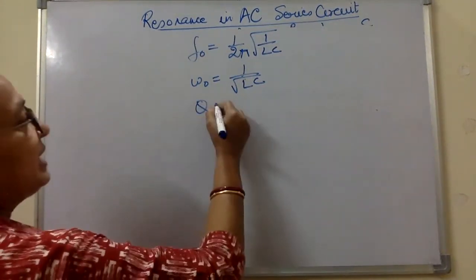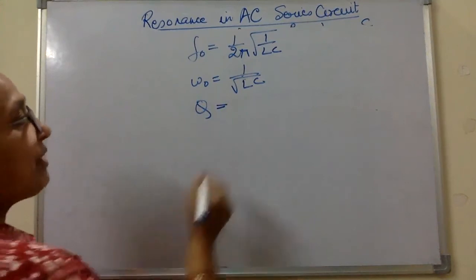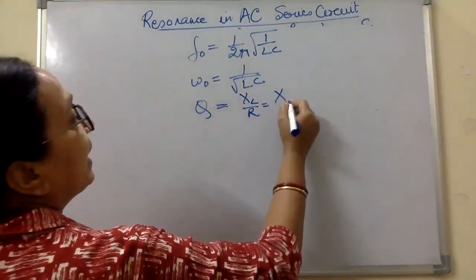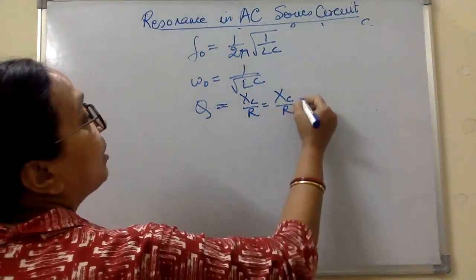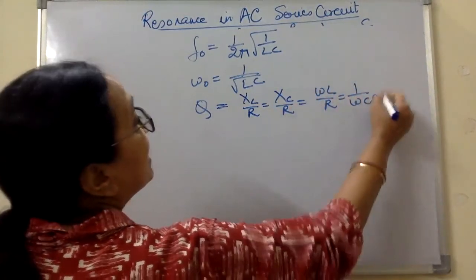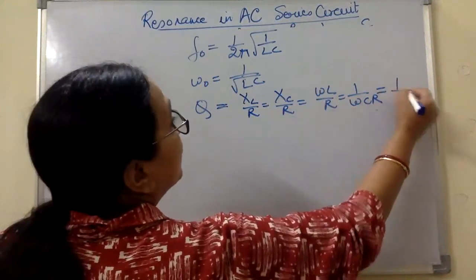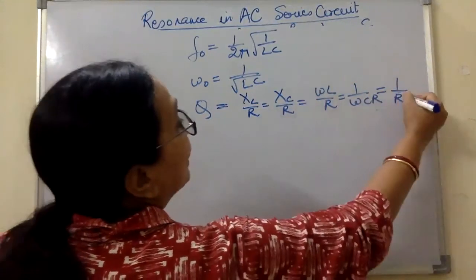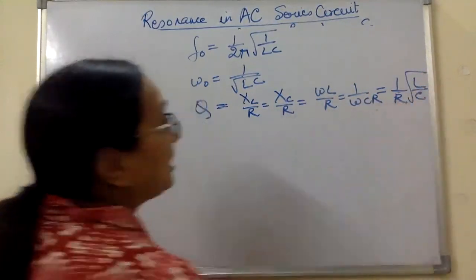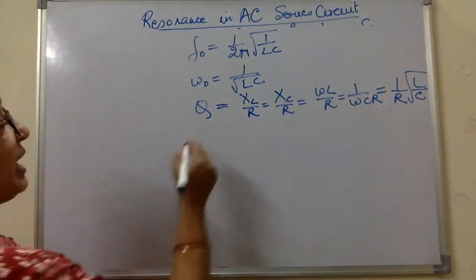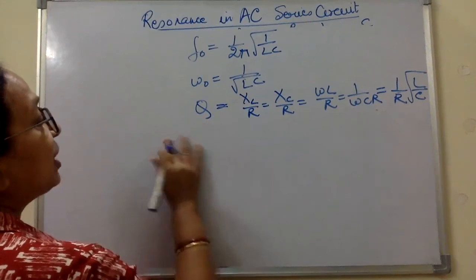Then we did the quality factor. The quality factor was given by XL by R or XC by R, or you can write it as omega L by R or 1 by omega CR. It can also be written as independent of the given frequency, and it will be only dependent on the circuit parameters, that is equal to 1 by R under root L by C.